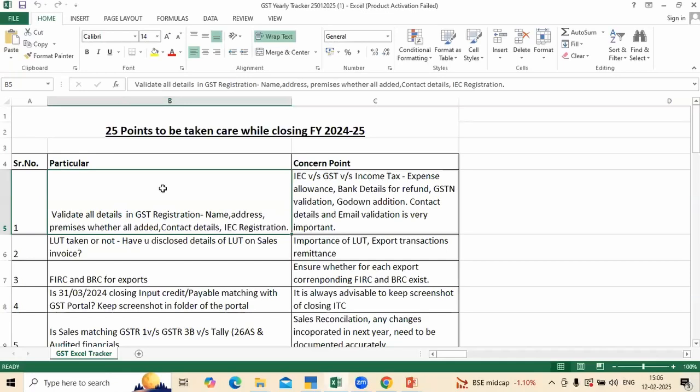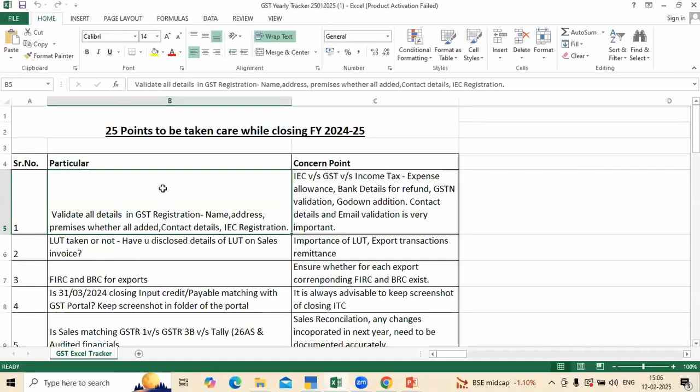So friends, if during the year you have changed any of your GST registration details, any of your directors or partners, or any of your email ID, phone number, bank details, or IEC number, then I request you all to check that and get it updated before the end of March.